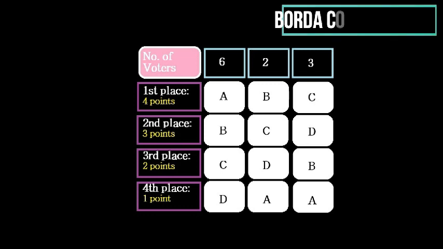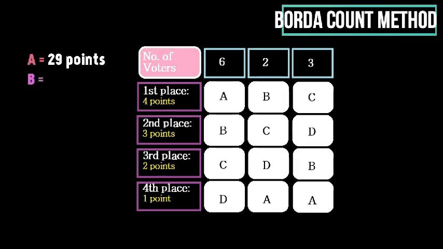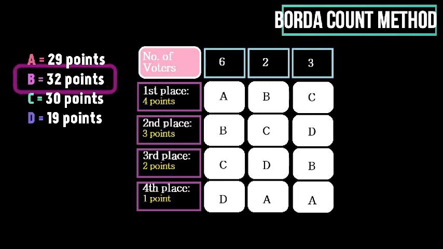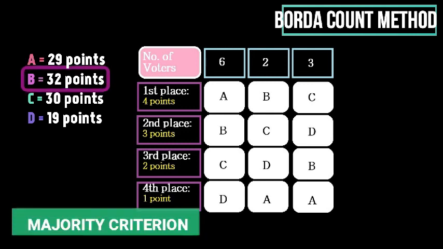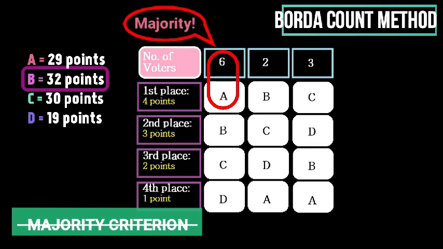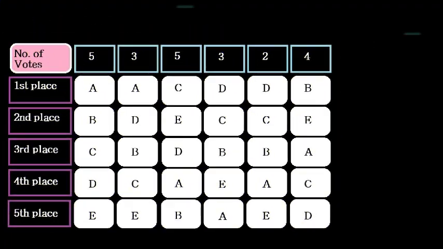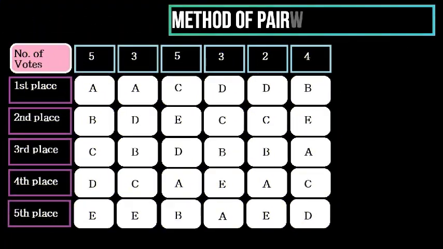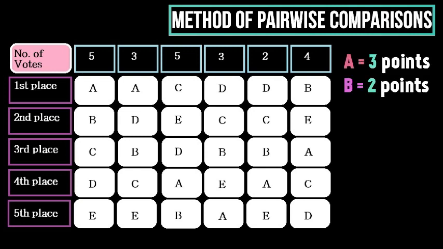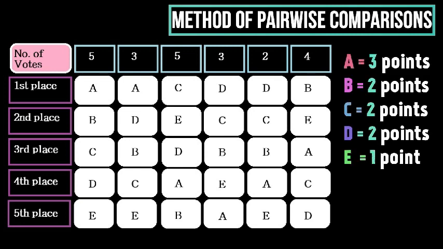Moving on to the given table sample 3, using the Borda count method and computing the weight of the following candidates, we get the following weighted points, making candidate B the winner. Now note that this outcome violates the majority criterion, since candidate A has 6 out of 11 first place votes, a majority, but the Borda count method failed to produce A as the winner. On the given table sample 4, using the method of pairwise comparisons, we get the following points of the candidates after being compared with one another, making candidate A the winner.